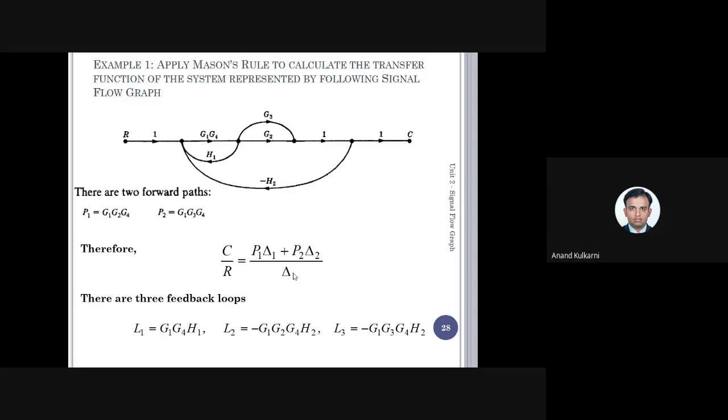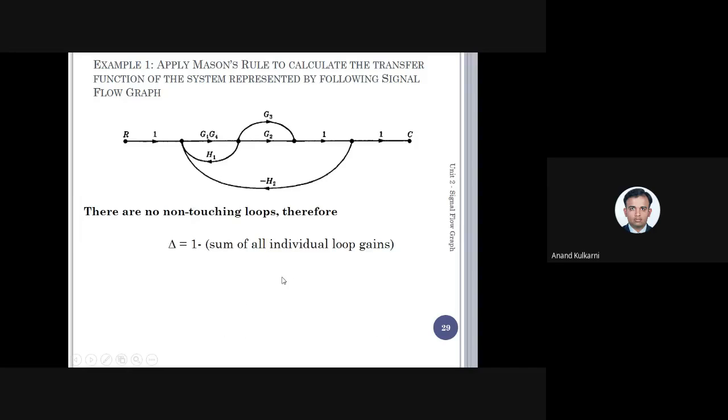Now my next activity is to find the value of delta. The value of delta is the sum of all the individual loop gains, plus the sum of products of two loops taken at a time which are non-touching. In this case, all the loops are touching one another, so the further terms of the formula are all 0. So it will be 1 minus the sum of all individual loop gains, that is 1 minus (L1 plus L2 plus L3). Directly substitute, and you have got delta.